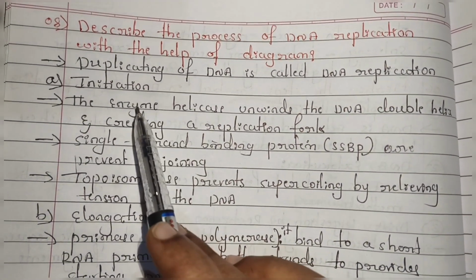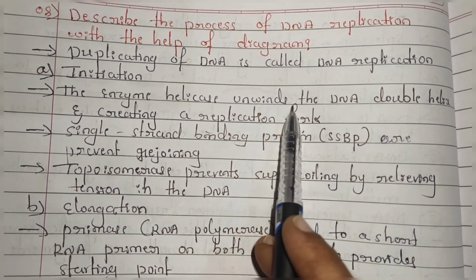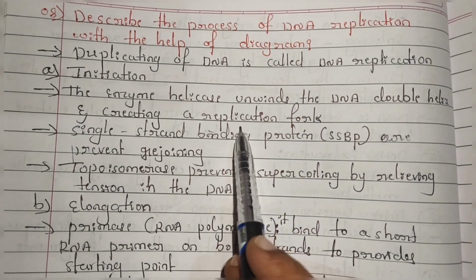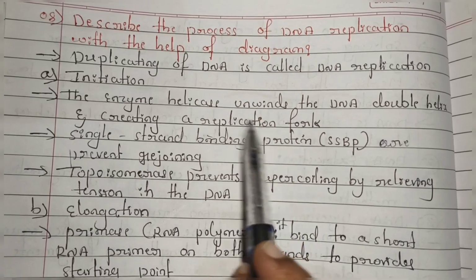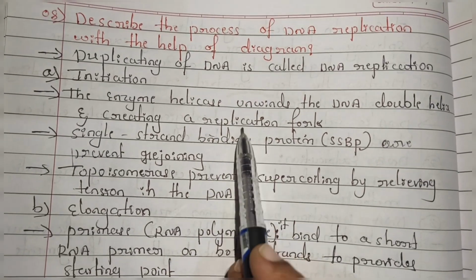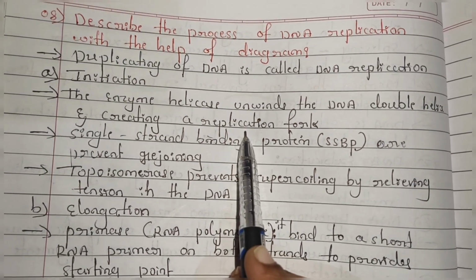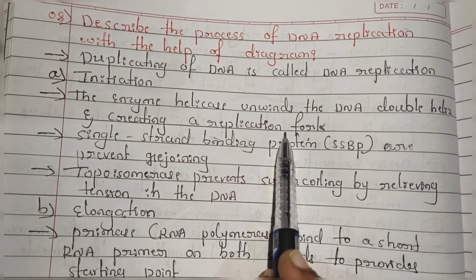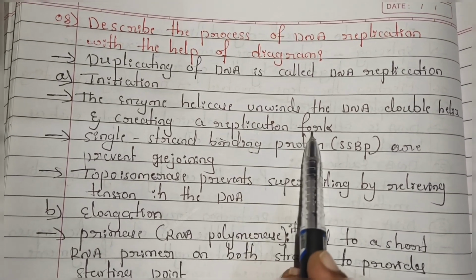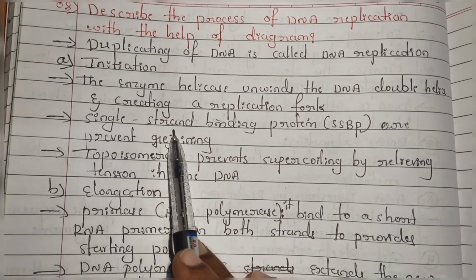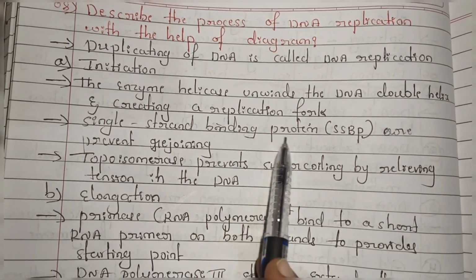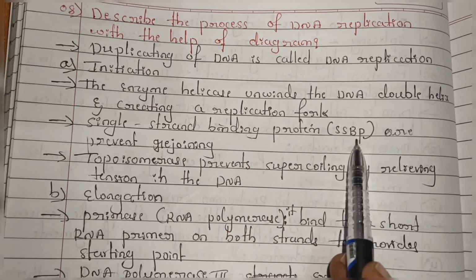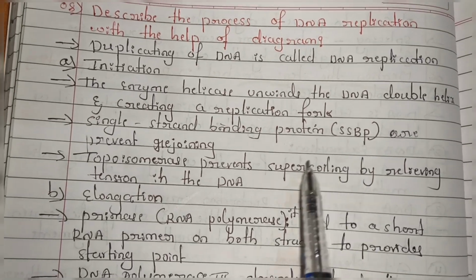First, what will happen, the helicase will enter the DNA strand, and it starts separating the DNA fragment. Helicase will break the hydrogen bond. Due to the breaking of the hydrogen bond, it will start separating the DNA strands, so it becomes a frog-like structure. And next, the separated DNA strands are bound by the single strand binding protein. This protein prevents rejoining.